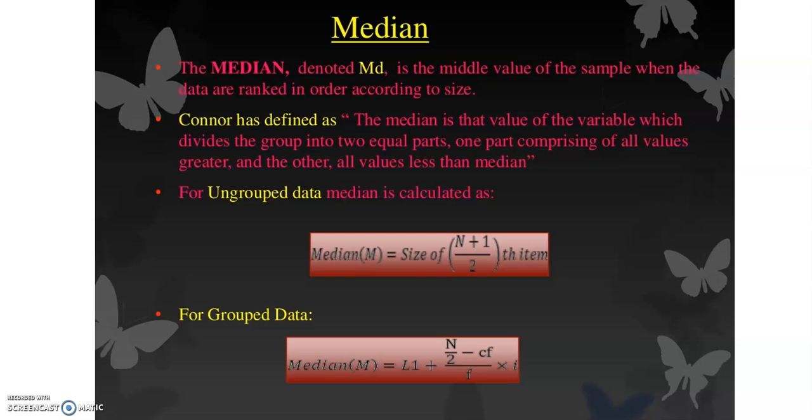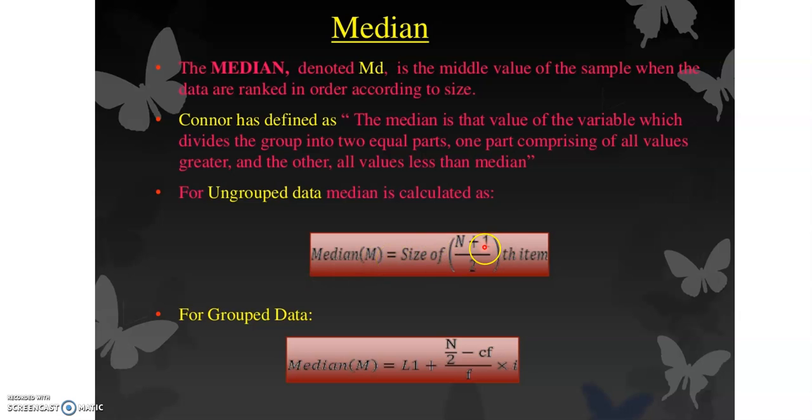Median is that positional value of the variable which divides the distribution into two equal parts. One part comprises all values greater than or equal to the median value, and the other comprises all values less than or equal to it. That means the median is the middle element when the data set is arranged in the order of the magnitude. The median, denoted MD, is the middle value of the sample when the data are ranked in order to its size.